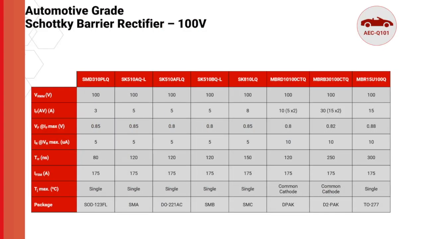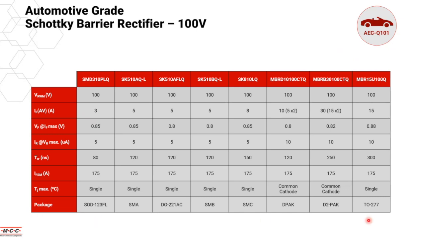These are some examples of automotive grade Schottky barrier rectifiers. Again, these are all 100-watt devices. We have the range from 3 amperes up to 15 amperes. One of them is 30 amperes, in common cathode configuration, and it comes in the D2-pack package. Again, you can see high currents will require a high power density package, such as the D-pack, D2-pack, or the TO277 package.